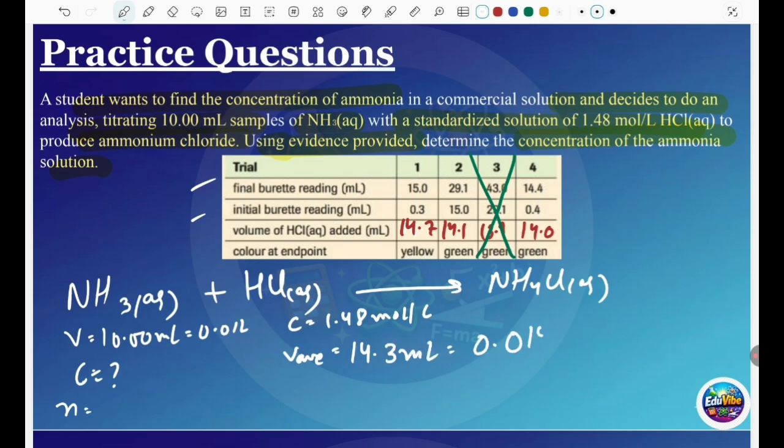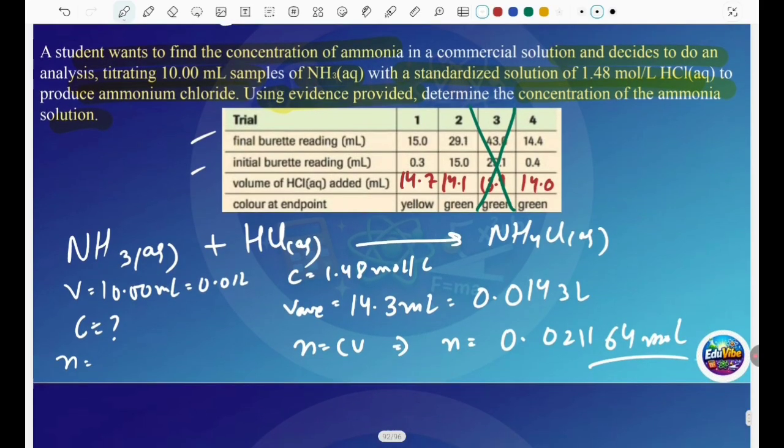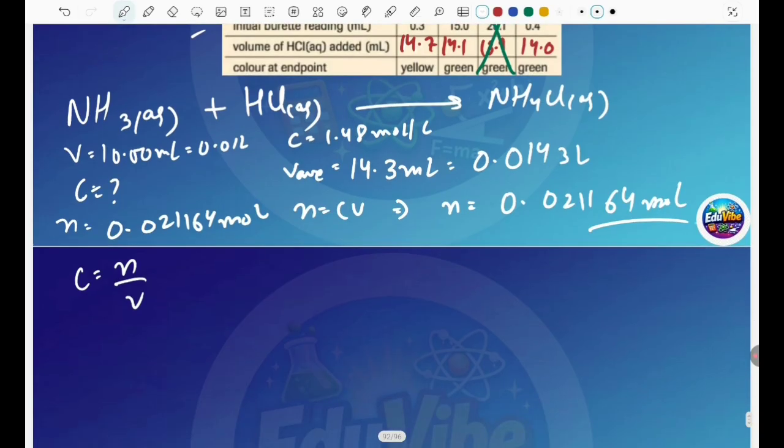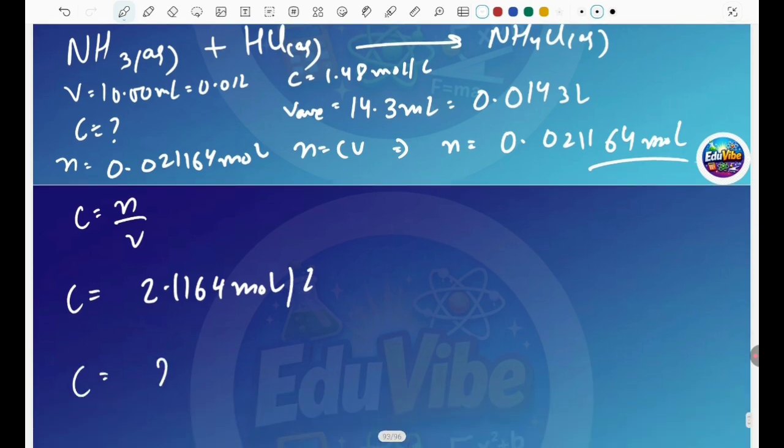is 0.0143 liters. You can find the N from here, which is C times V. You will get N about 0.021164 moles. And this reaction is already balanced, so it is the same for the NH3, 0.021164 moles. You can find the C from here, which is N divided by V. So you will get about 2.1164 moles per liter, which is basically 2.07 moles per liter.